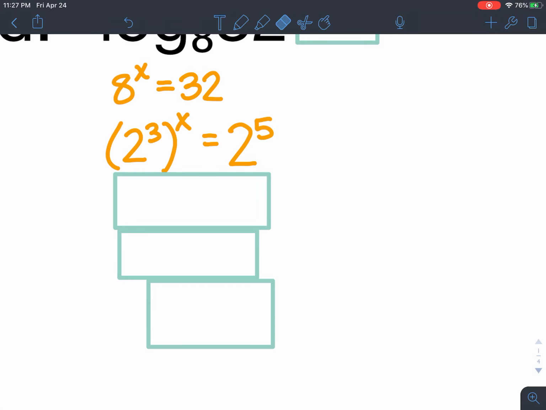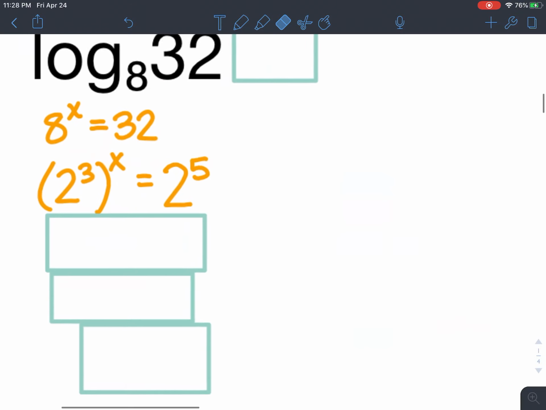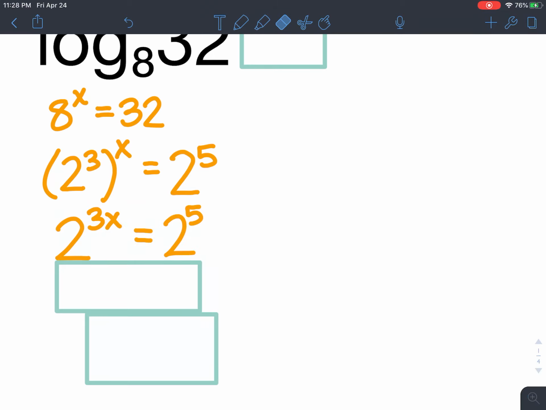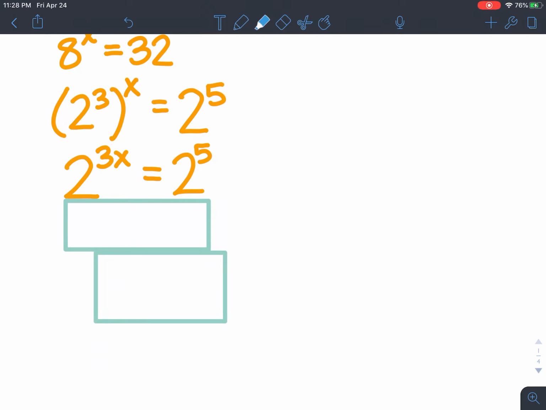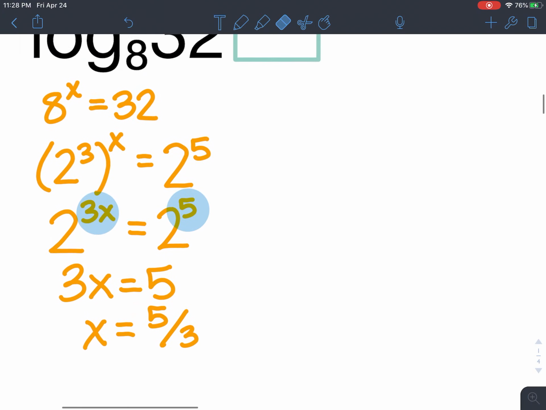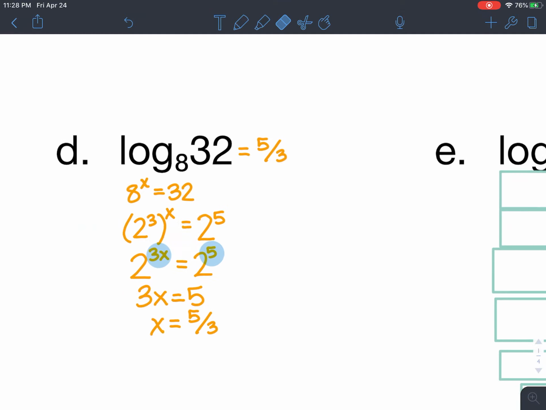And as we did with the last problem, the 1 over 27, I have power to a power, so I can multiply these exponents and get 2 to the 3x equals 2 to the 5th. So therefore, 3x has to equal 5. So x is 5/3. So that means that log base 8 of 32 is 5/3. Now see, you wouldn't have been able to do that without exponents and logs.